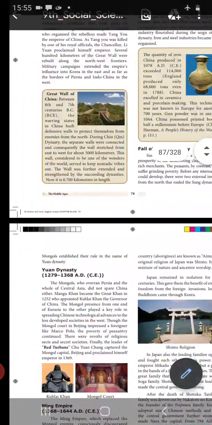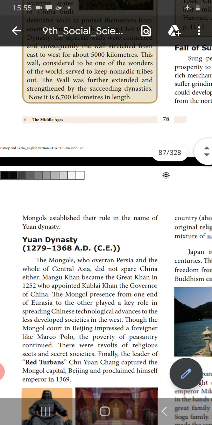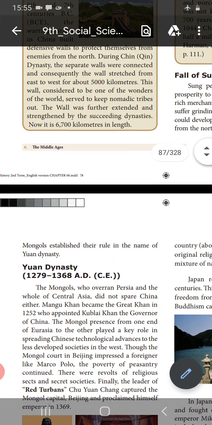The Mongols established their rule in the name of Yuan dynasty. After the Sung dynasty, Yuan dynasty came into existence. Now let us know about the Yuan dynasty in China. Why are we studying about China? During the Middle Ages, China and Japan emerged as a superpower, just as in the classical period before the Middle Ages, Rome and Greece emerged as superpowers. So that is why we are studying.